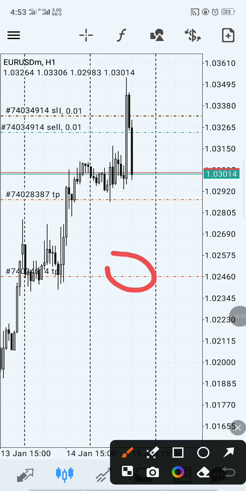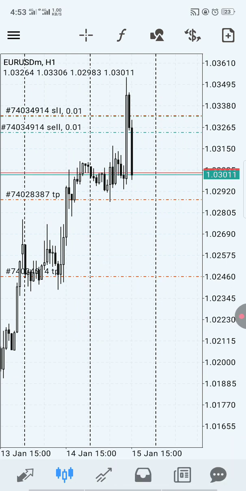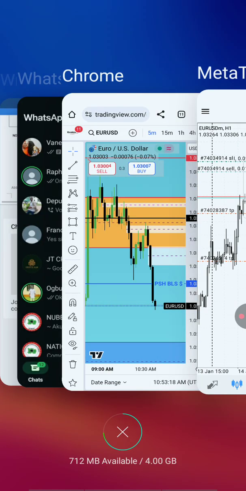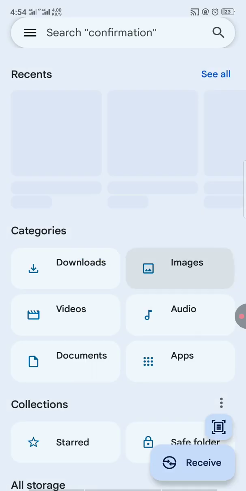These are my TP levels. I'm on break even from my stop loss already, right? So when I got in, my stop loss was, I took a screenshot. Let me show you the screenshots. I want to show you where my stop loss was.